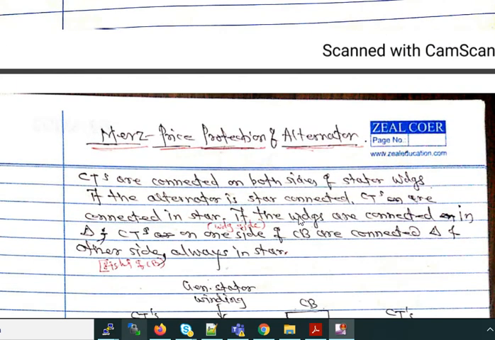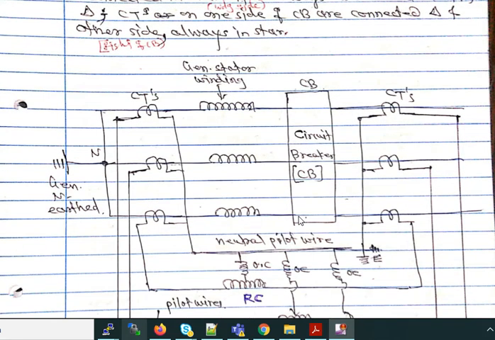It is also known as biased differential protection, which is used for the transformer, and it is similarly used for the alternator. Now for the alternator, if the alternator winding is star connected, then CTs on both sides of the winding should be connected in star like this. And say this is the circuit breaker used here.